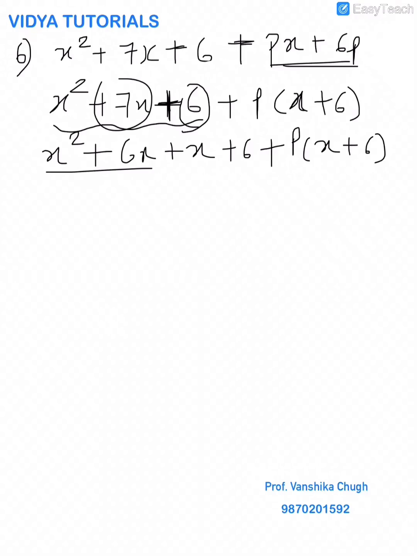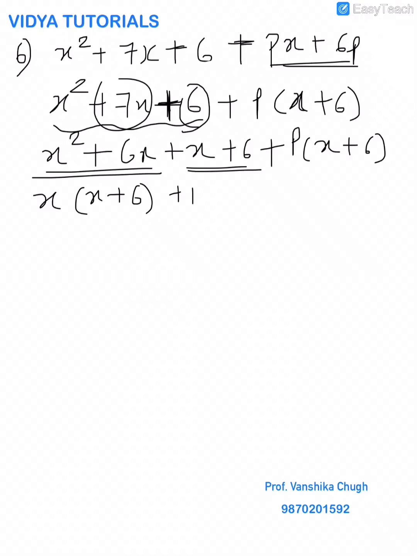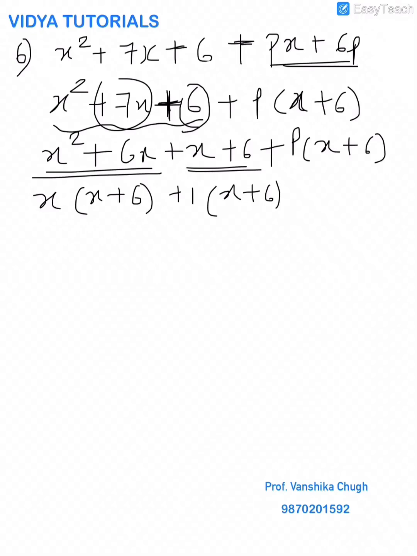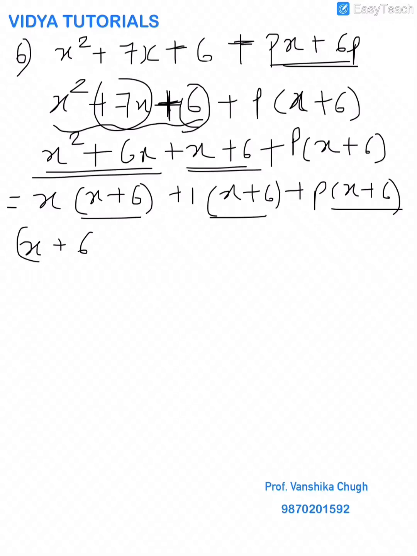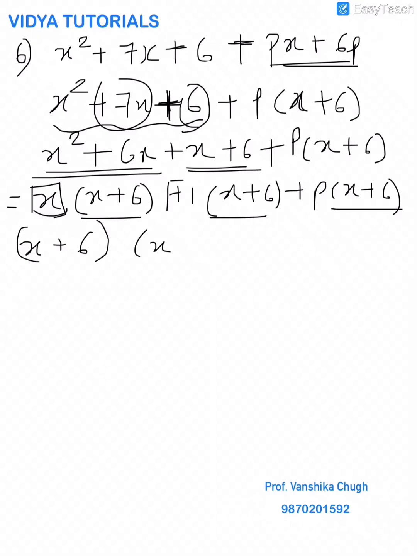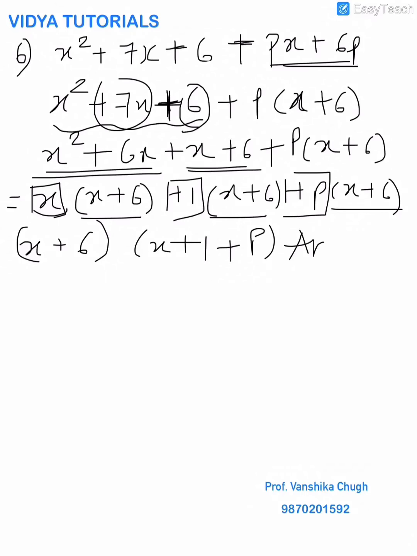Now here what will I remove common? x plus 6. There is nothing common in these two. I can remove the number 1, x plus 6 plus p x plus 6. Now I will remove x plus 6 common for the entire term. Here I am left with x, here I am left with 1, and here I am left with p. So this is my answer.